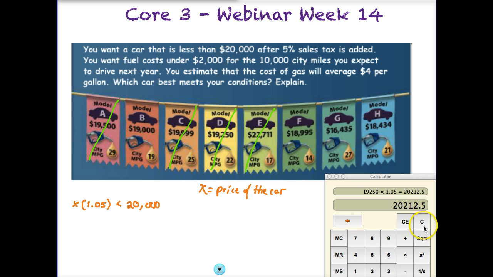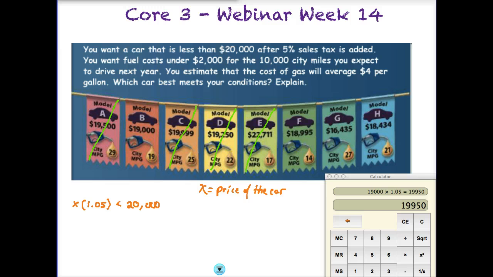So let's keep going down. Let's check our 19,000, see how that works. So 19,000 times 1.05, and I'm just eliminating here. And that's under, so this is okay. That means these three will be okay. So I've right away eliminated 4 cars based on this constraint. Okay? All right, so let's look at our second constraint.